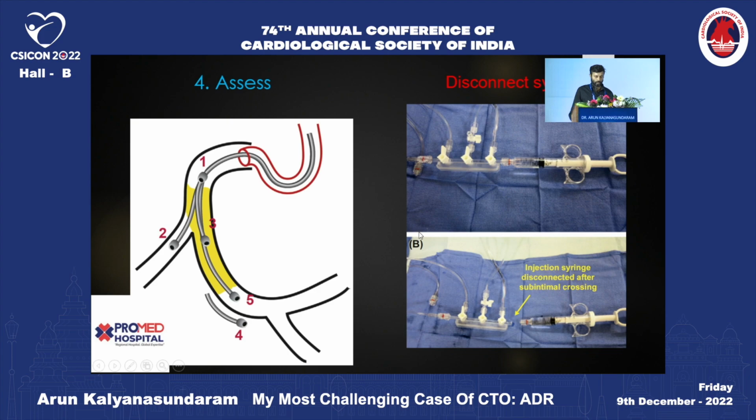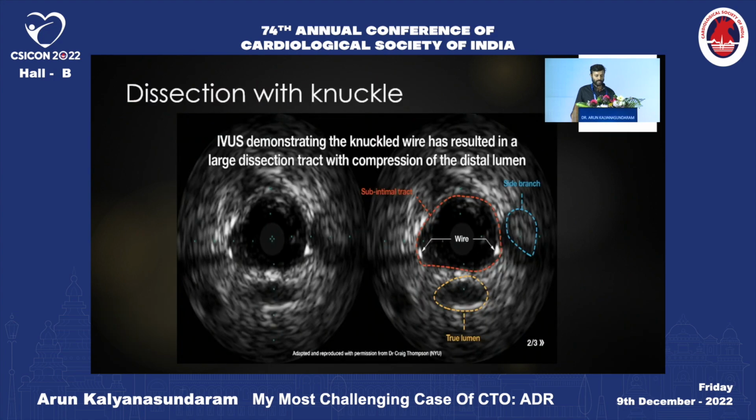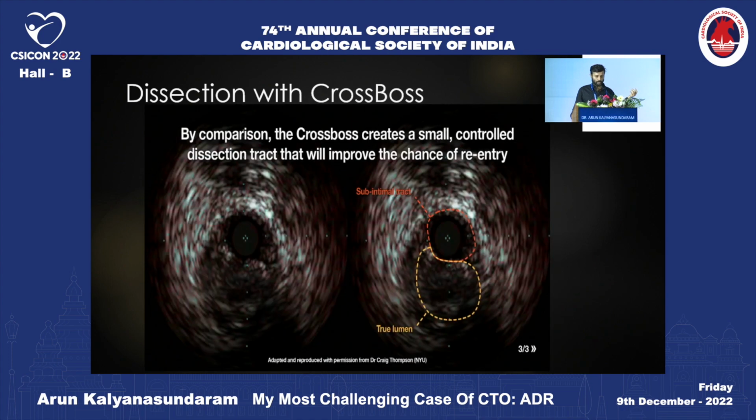Just a point to note, I know we know once you're in the subintimal space, you don't want to inject. A good habit would be to just remove the syringe so that inadvertently you don't inject. How you get to the landing zone doesn't matter. Like I said, knuckles or crossbars either works. This, again, was a slide from a couple of years ago. The idea was that there is less true lumen compression with crossbars compared to a knuckle. That just illustrates the point.